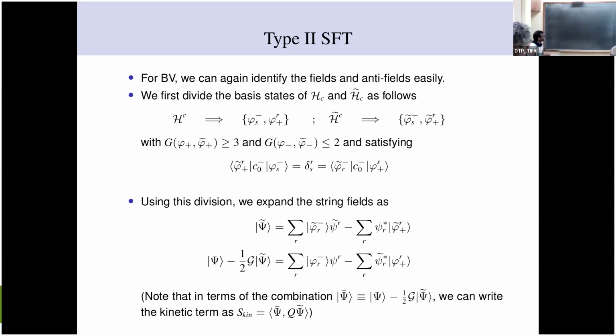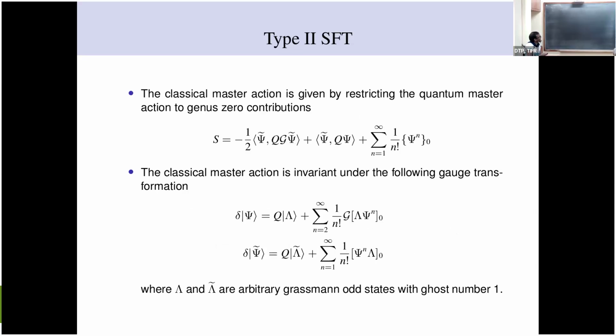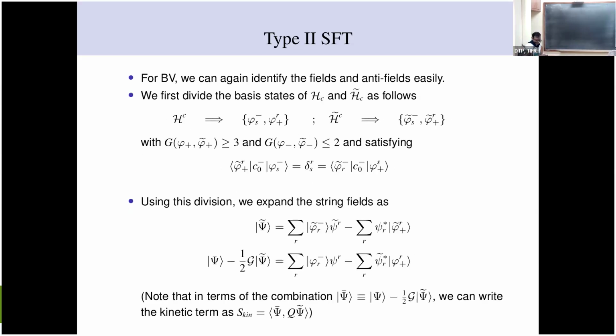So okay, you can again give this BV interpretation and again identify the target space fields with positive ghost number as fields and target space fields with a negative ghost number as anti-fields. You have this antibracket which now gets contribution from both psi and psi tilde, and this classical master action again you can define by restricting to only inner 0 surfaces. And this classical master action has this kind of gauge invariance where you change both psi and psi tilde. So fields and anti-fields are still the same, in both psi and psi tilde.